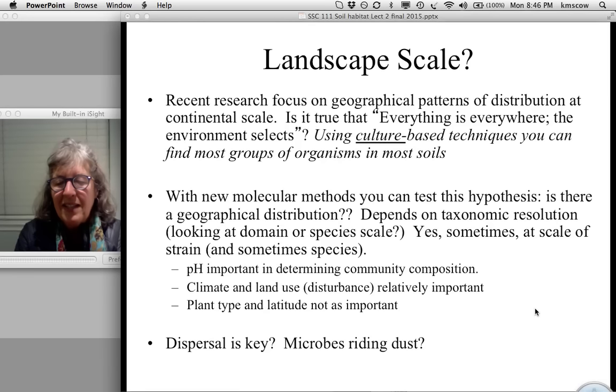Like, what taxonomic scale are you looking at? But some of the things that we're finding out are that microbes do vary across landscapes, and people are really trying to understand, is it because of the plants that are growing there? Is it because of the soil texture? Is it because of the parent material of the soil? Is it because of the climate? Is it because of something in the chemistry?